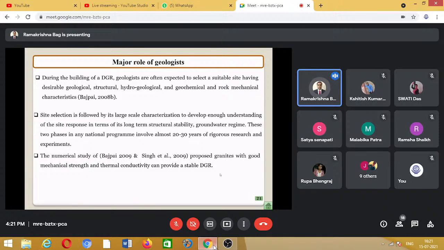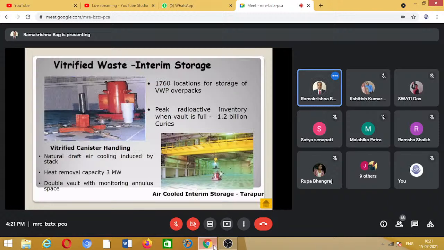In the numerical study of the research conducted by Bajpai and Singh, researchers at Bhabha Atomic Research Center, it was proposed that granites with good mechanical strength and thermal conductivity can provide a stable DGR. So, based on their research, it has been proposed to build our Indian nuclear waste disposal facility in granite rocks. These are some pictures of the vitrified waste in interim storage condition before it is disposed to the final disposal.